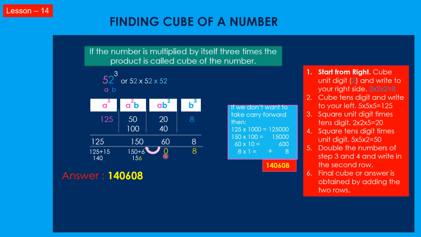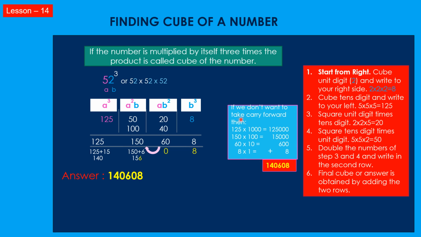In 60, the 0 you drop in the answer box. 6 is carried forward to the next number 150, because 50 plus 100 is 150. So 150 plus 6, that carried forward number, you get 156. In 156, you drop 6 in the answer box. 15 is carried forward to the next number 125 and you get 140. So just drop 140 in the answer box. So the cube of 52 is 140608.